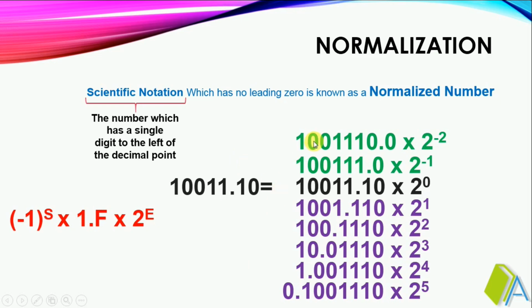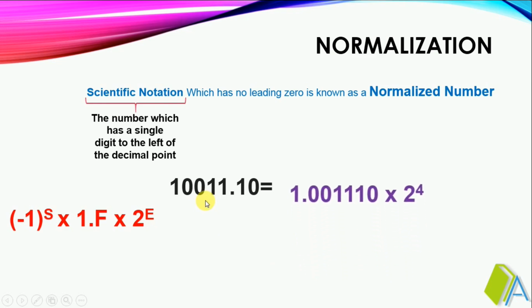Out of these 8 different types of representation, only the last two satisfy the scientific notation rule. But according to normalization we should have only one bit at the left side of the decimal point, and it should always be logic 1. So this is my normalized representation for this particular number. This representation has only one bit left of the decimal point, and it is logic 1, so this is my normalized representation of this binary number.